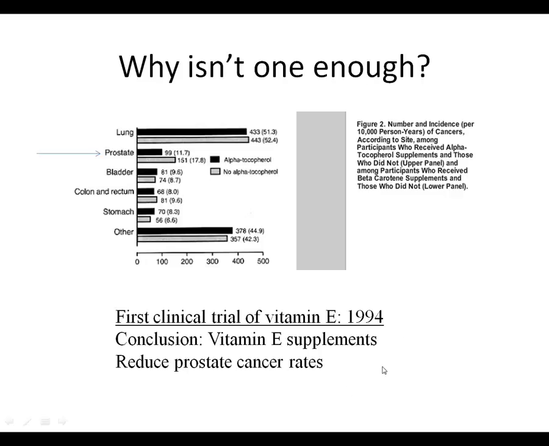So the conclusion that these researchers came to was based on their data: the vitamin E supplements seemed to reduce prostate cancer rates. And that started research. This was in 1994 and is still going on today. There was a study that was published in 2013. So if this was the only study that you relied on, and you were a man of an age where you needed to start worrying about prostate cancer, you would start taking vitamin E, and that would be that.